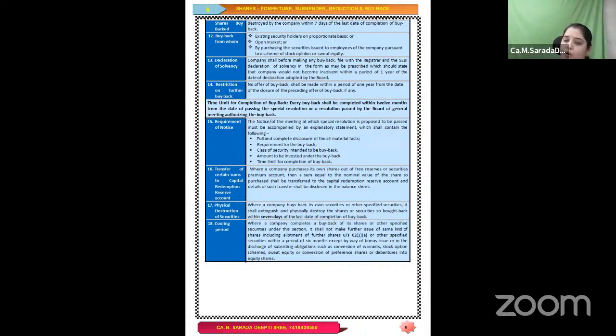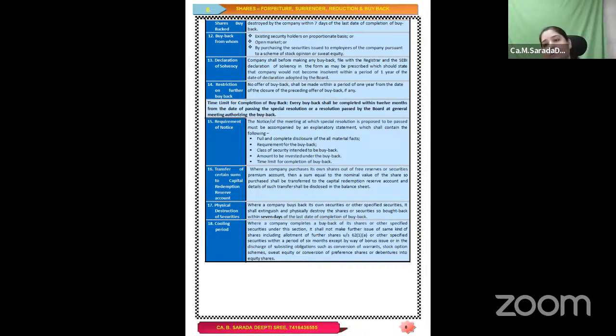Once the company has bought back all these shares, the company should not store them. The company should immediately destroy them within a period of 7 days from the completion of the buyback process. Okay. So these are the main important points which the company has to do immediately after the buyback. Okay, they have to destroy them within a period of 7 days.